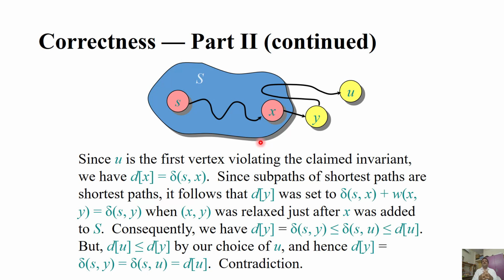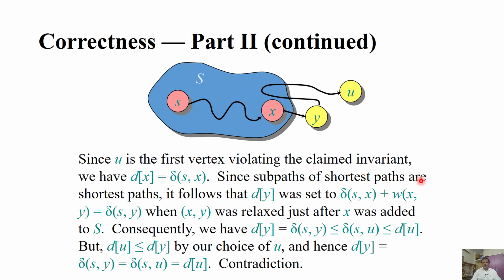This is sort of by induction, because for S this is true: for S, ds is 0 and that is the same as delta of S comma S. Now, if we assume this is true up to here, we have to prove it is true for the next vertex. So, that is by contradiction. Since U is the first vertex which is violating, for x it will be true. So, the key value of x is delta of S comma x.